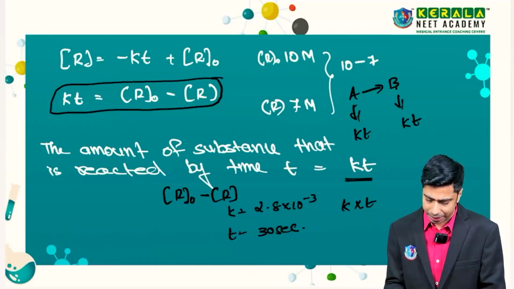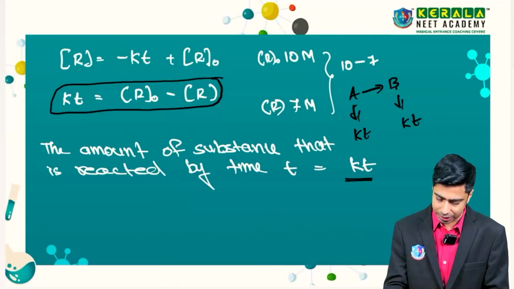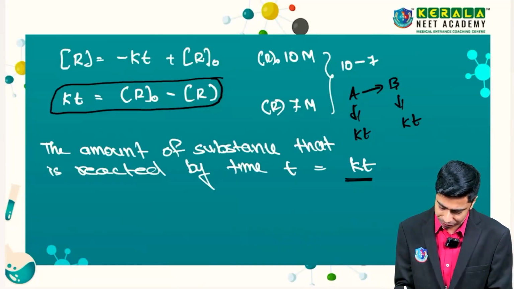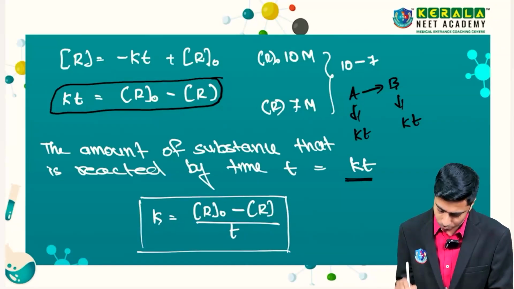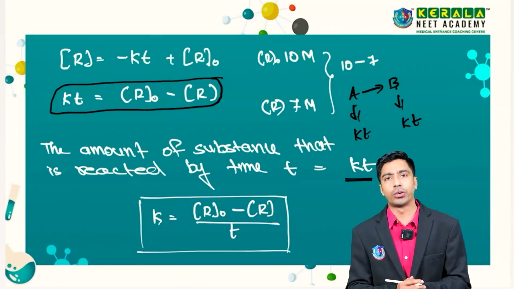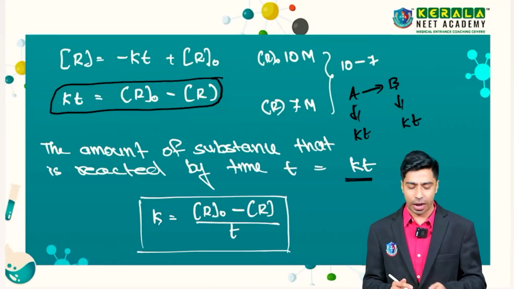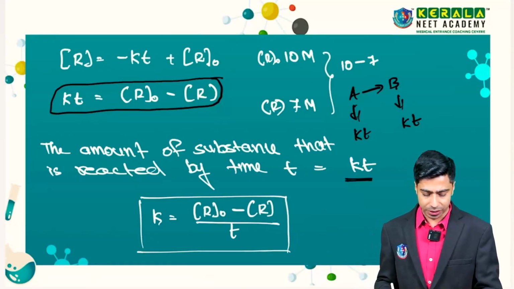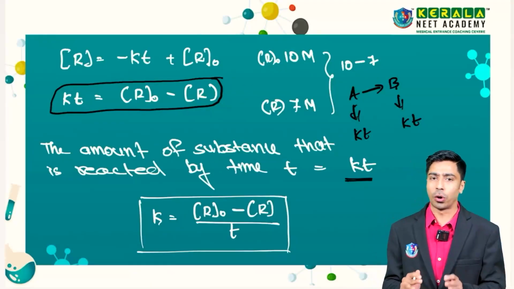And also now we'll make an equation for K, the rate constant. Now listen, the rate constant K is equal to R0 minus R divided by t. The rate constant K for a zero order reaction will be equal to R0 minus R divided by t. So is it clear? This is how we find the integrated rate equation for a zero order reaction.